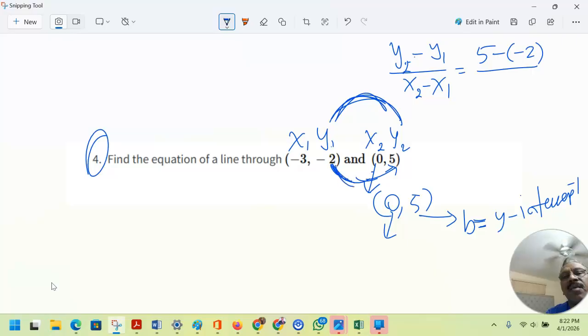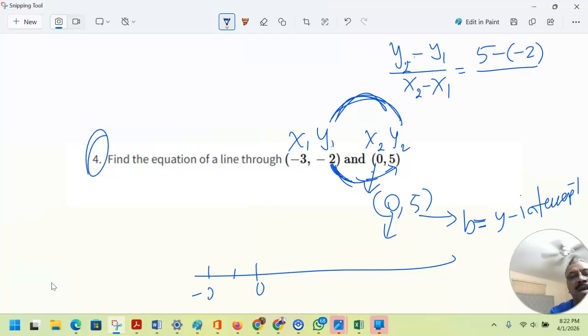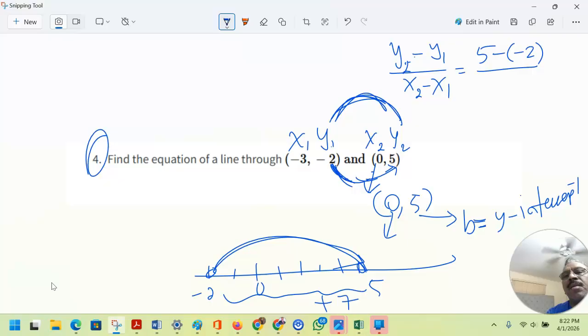Common sense, you can see it on the number line. If I do 0 here and 1, 2, this is -2, and 1, 2, 3, 4, 5, you can clearly see from here to here how much is the increase, and it is 7, see? So the 2 negatives will give you positive, and you will be getting 7 on top. The bottom piece is how much is the increase from -3 to 0.